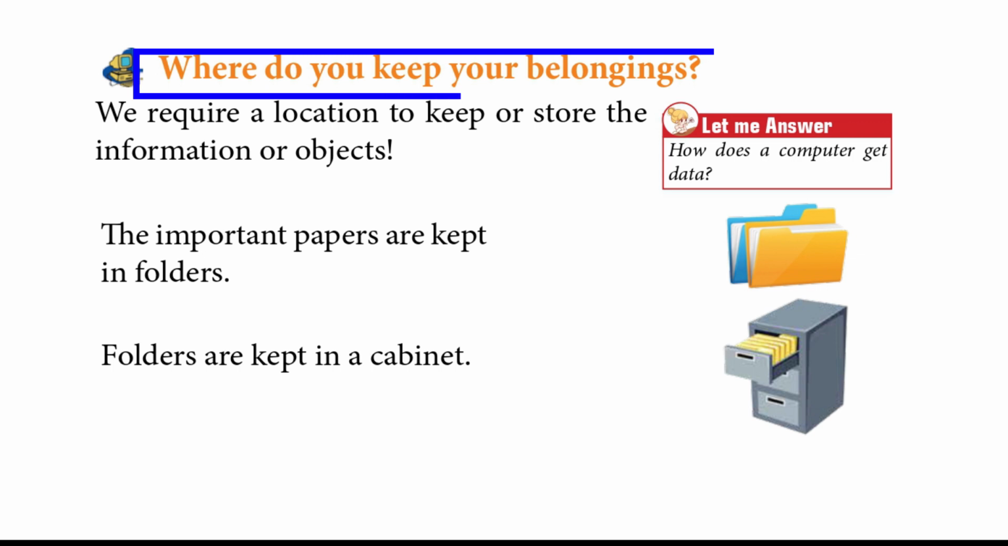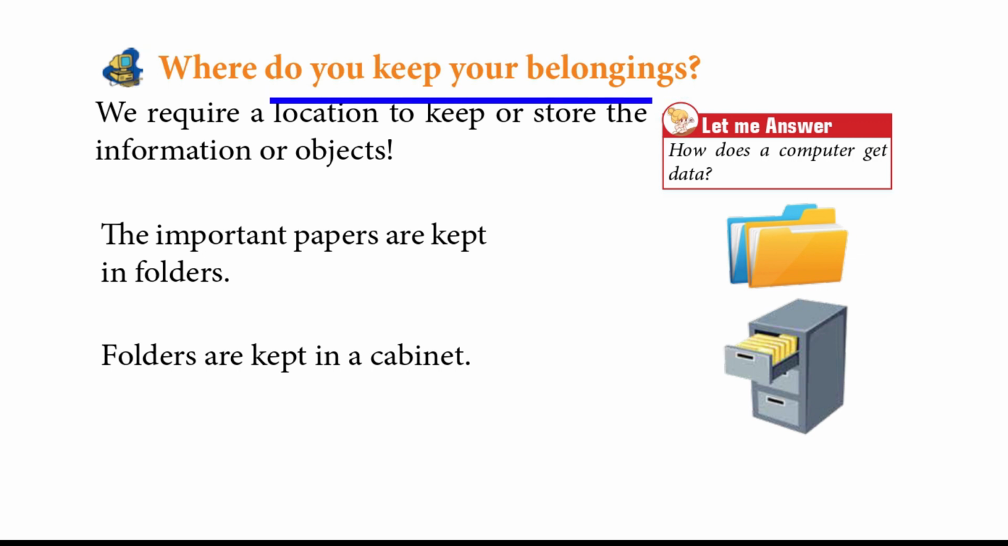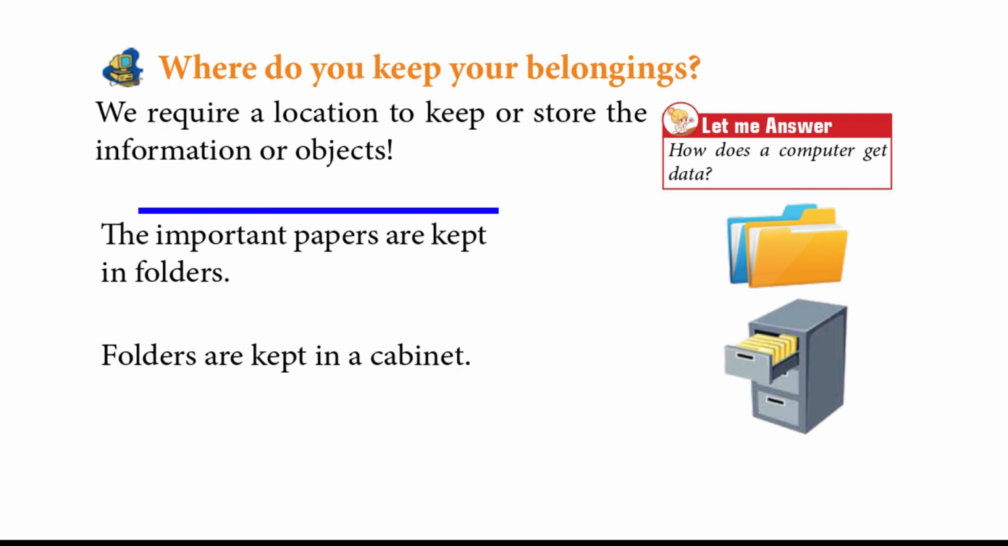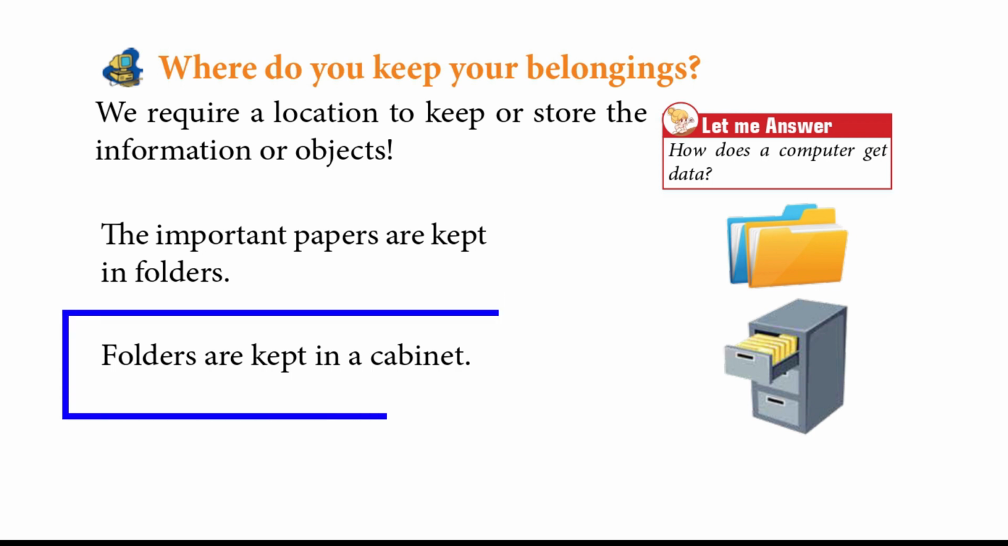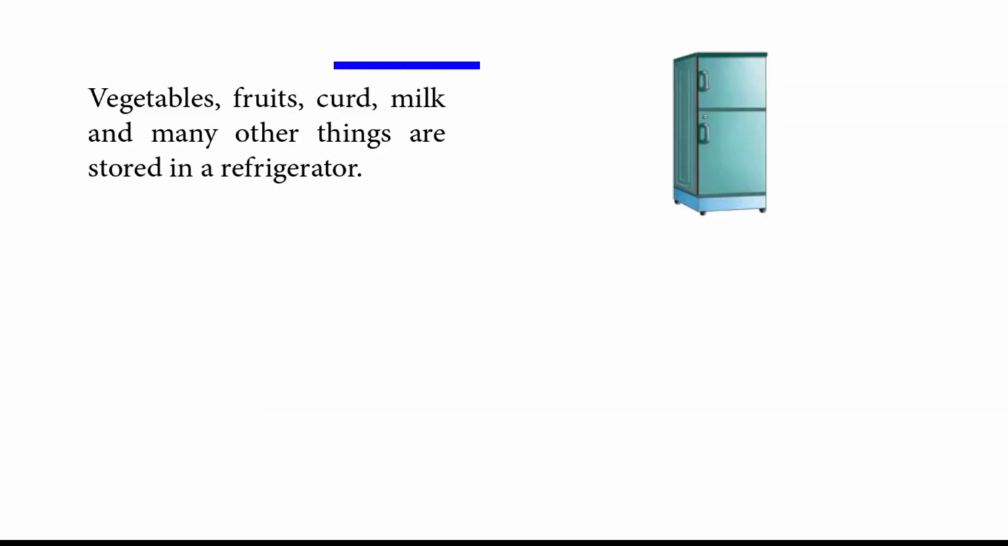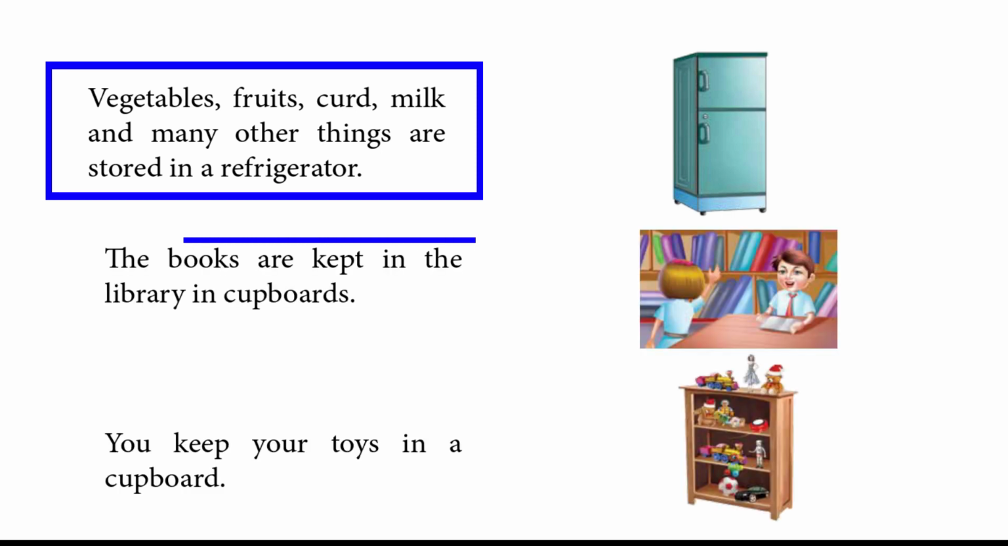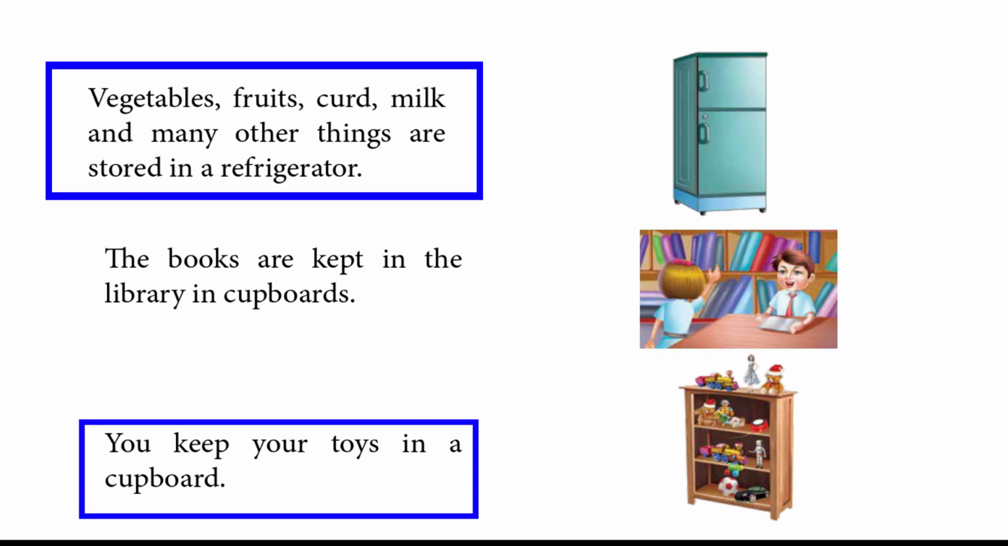Where do you keep your belongings? We require a location to keep or store the information or objects. The important papers are kept in folders. Folders are kept in a cabinet. Vegetables, fruits, curd, milk and many other things are stored in a refrigerator. The books are kept in the library in cupboards. You keep your toys in a cupboard.